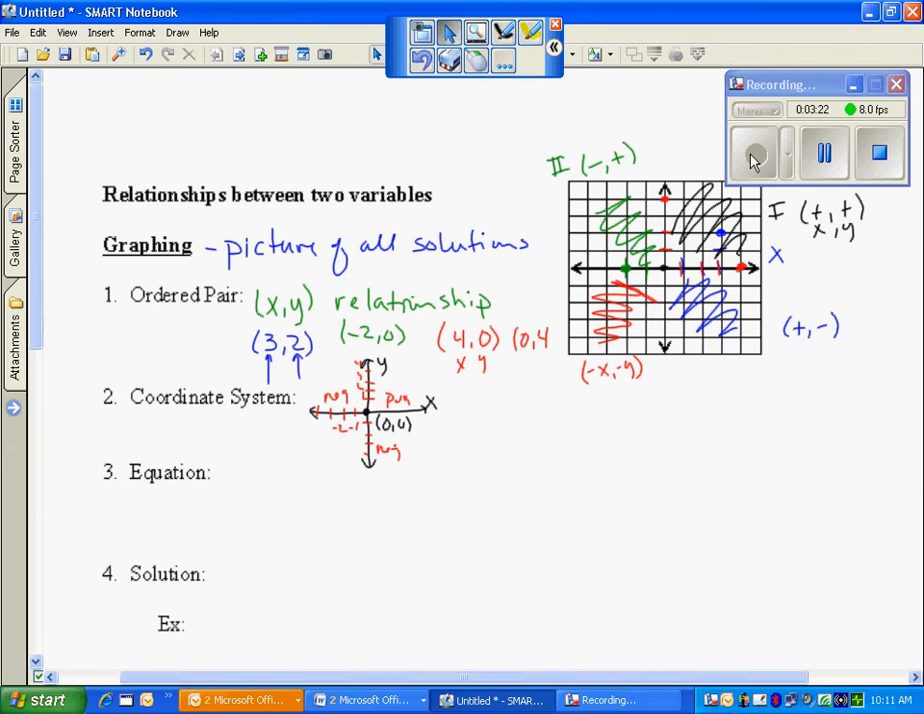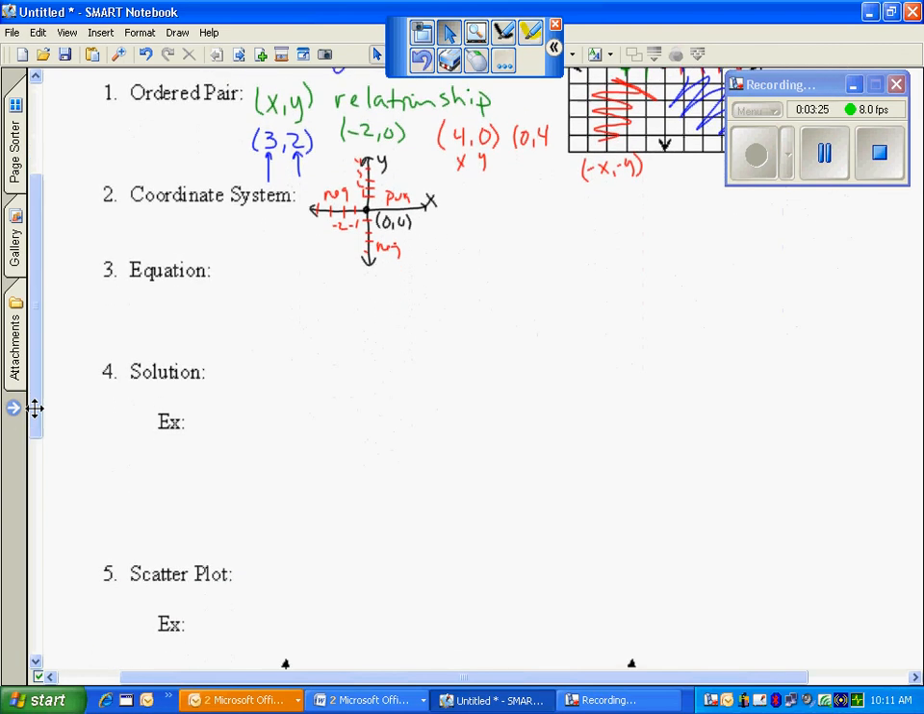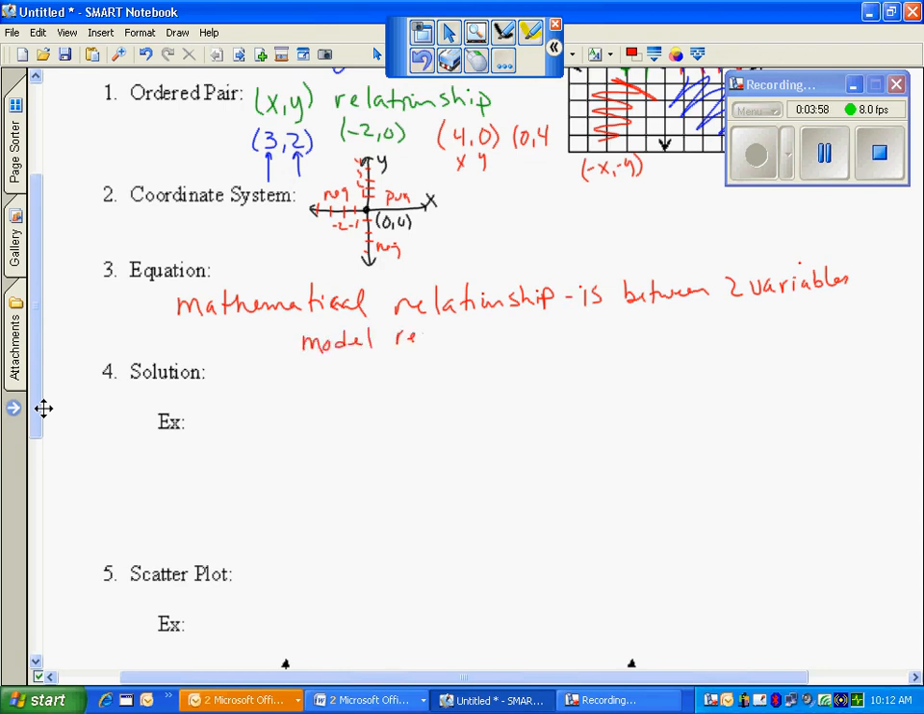How are we going to get those ordered pairs in a graph? Well, they're going to come from an equation. An equation is just a mathematical relationship, and that relationship is between two variables. What this relationship does is act as a model, and it's going to model the real world. That's oftentimes why we want an equation in a given situation.